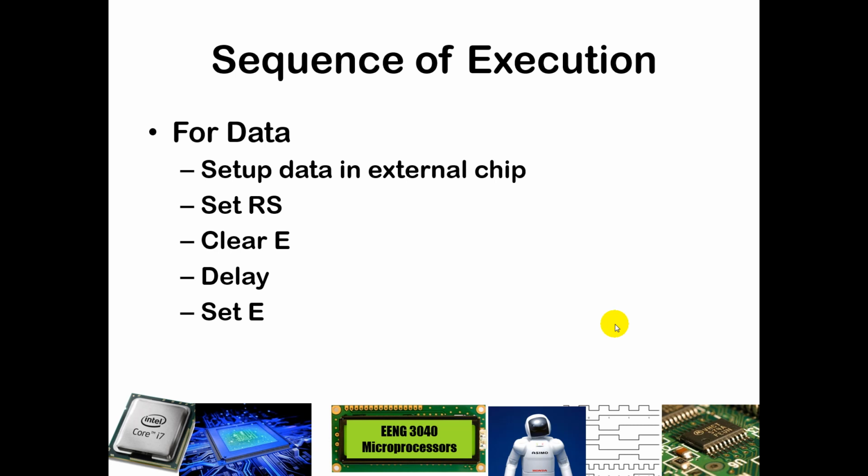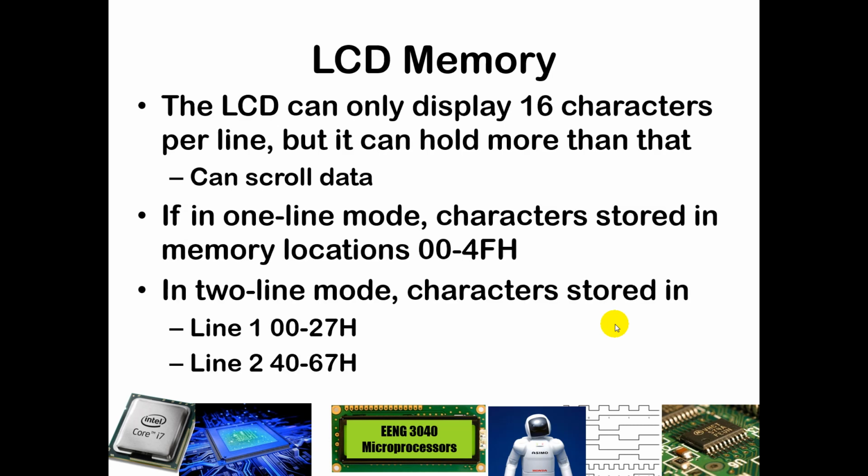If you're sending in data, it's very similar, except you're setting the RS to indicate that it's data rather than instruction. But the rest of the procedure is essentially the same. The LCD can only display 16 characters at a time on each line, but it can hold more than that in memory, and so if you're scrolling, those things can be stored such that even though they may not be on the display at any given moment in time, they are stored in memory and can scroll. And so you see the memory locations on there.